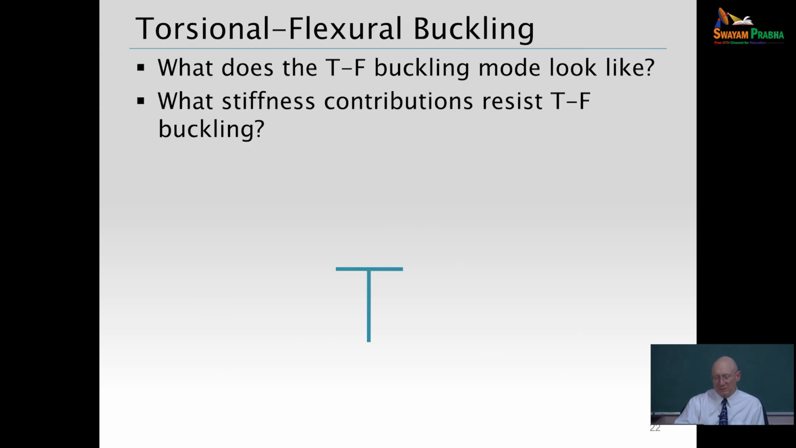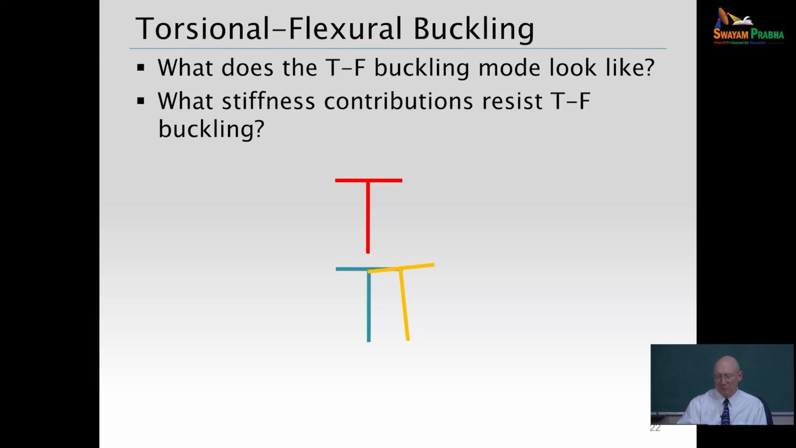So one example of a singly symmetric section would be a T-section. And of course, one way the T-section could buckle would be this way. That would not be torsional flexural buckling, right? That's just flexural buckling, and typically we say it's flexural buckling about the x-axis. For a T-section, that may or may not be the major axis of bending. It's just the axis where it's bending and staying within the plane of symmetry.